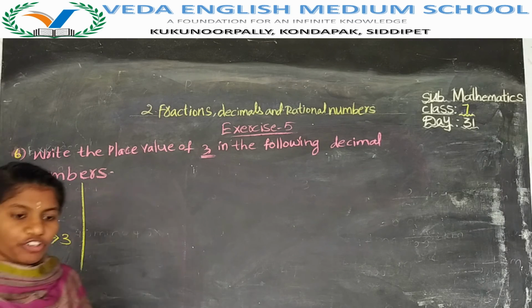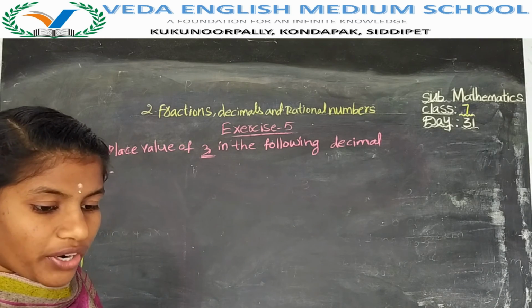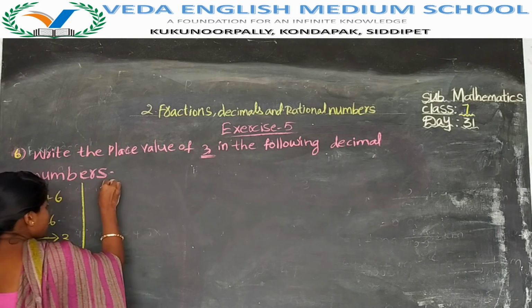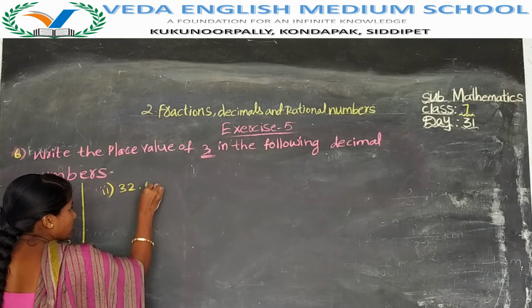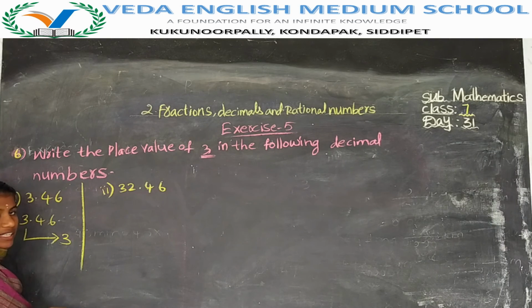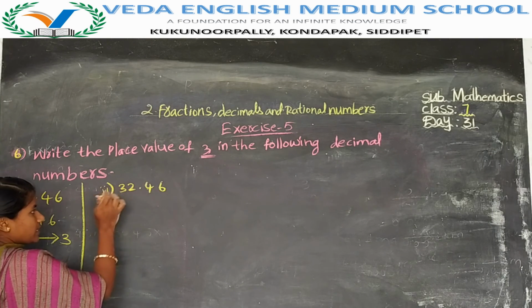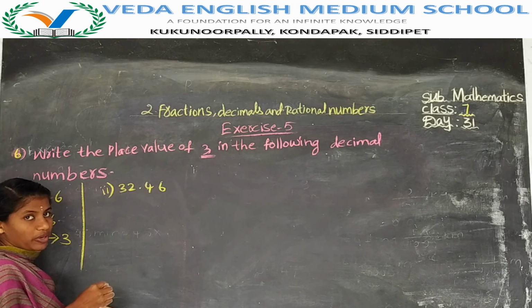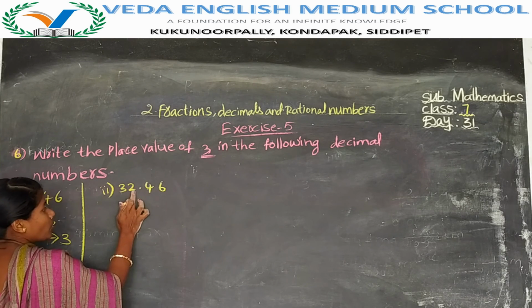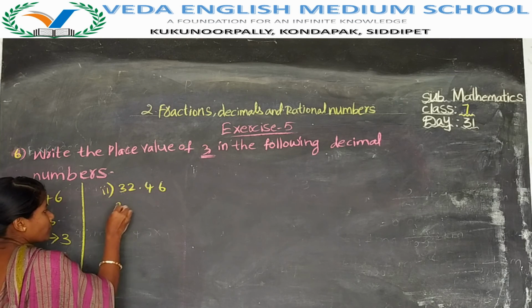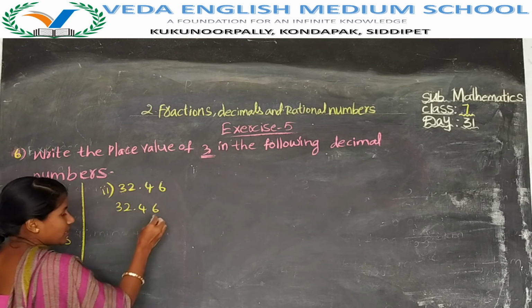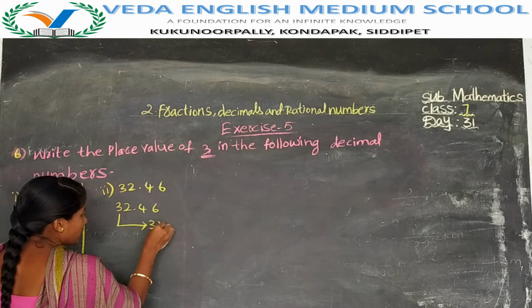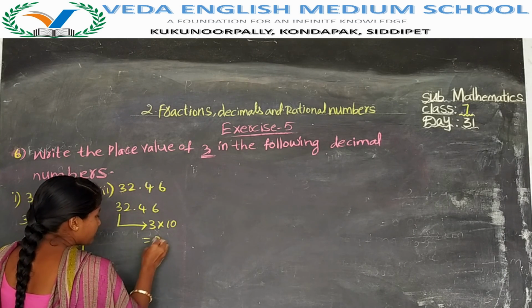Next, the second question is 32.46. Here in this question, where is 3? This 3 is before the point, which means it is in the whole number part or integral part. Place value starts from ones, tens. So the place value of this 3 is tens. That's why you have to write 3 tens, which means 3 tens are 30. Directly you have to say 3 tens are 30.